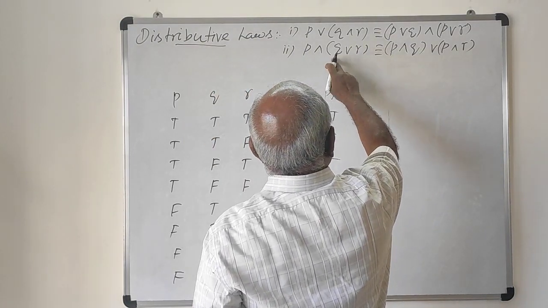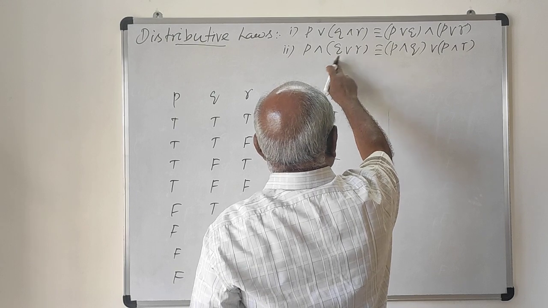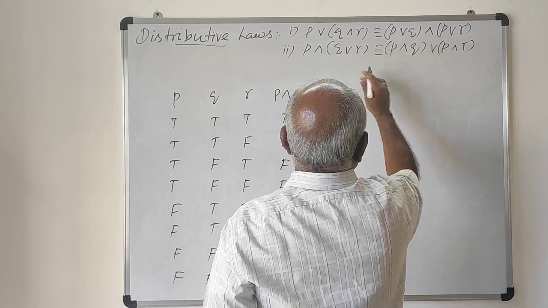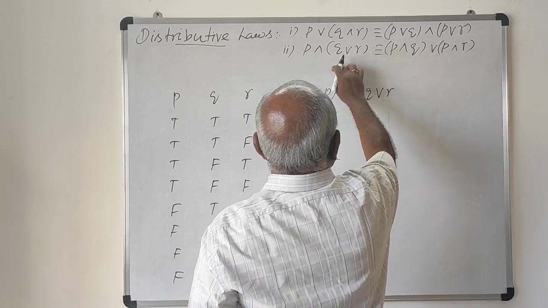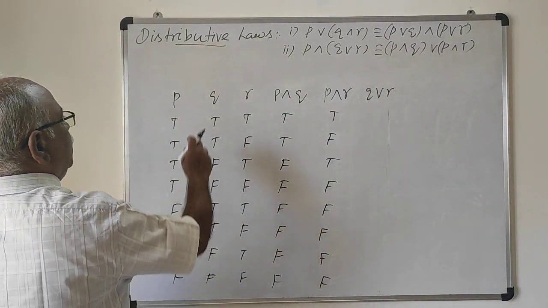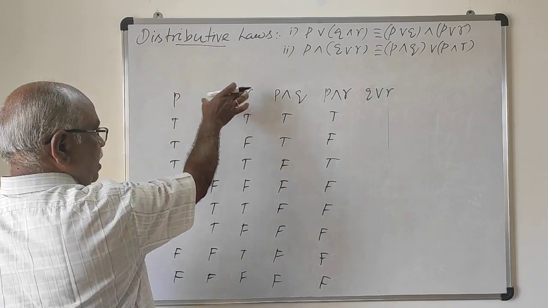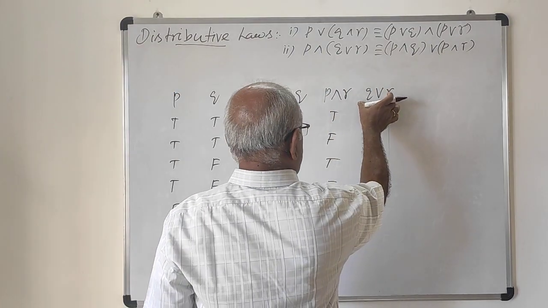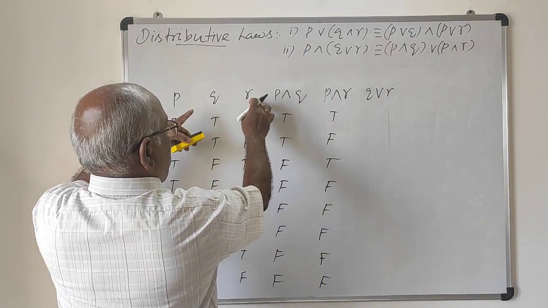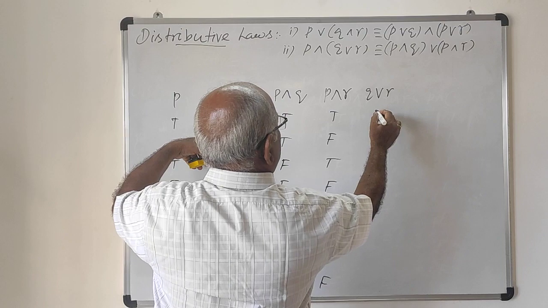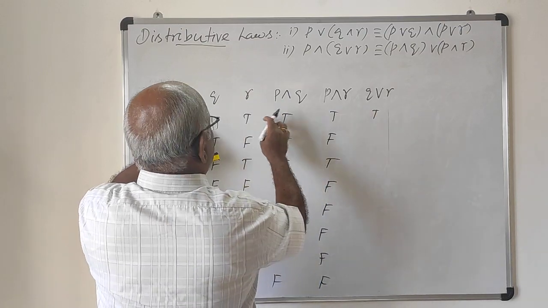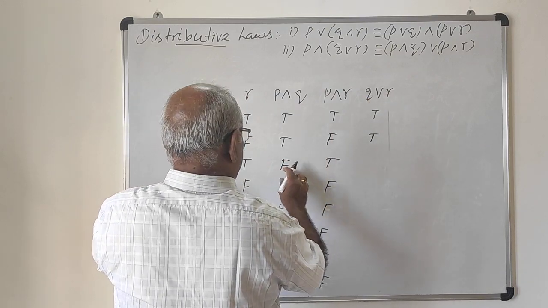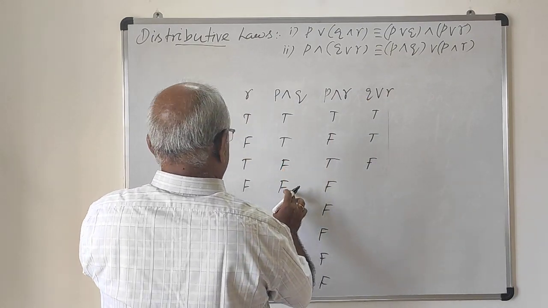For the left hand side we want P conjunction Q disjunction R. Q disjunction R we want. For disjunction, both F gives truth value F, the rest of the values are T. Both T, the value is T. Any one T, because this is disjunction. Both F is F.